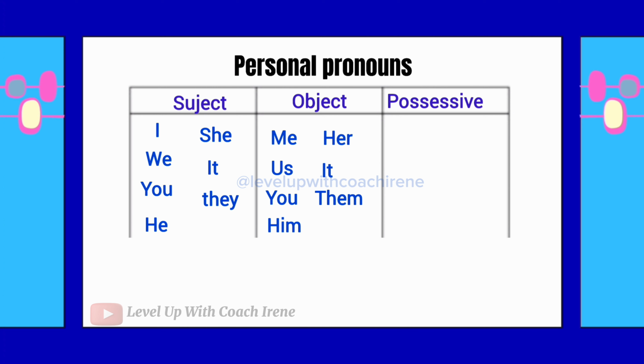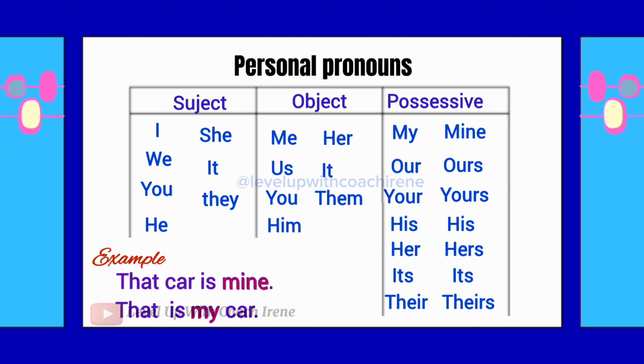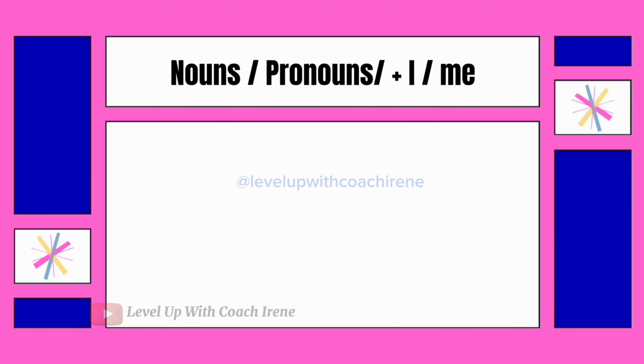They show that something belongs to someone. They include my, mine, our, ours, your, yours, his, her, hers, its, their, theirs. For example, that car is mine. This shows that the car belongs to me. We can also say, this is my car. Both sentences show ownership.